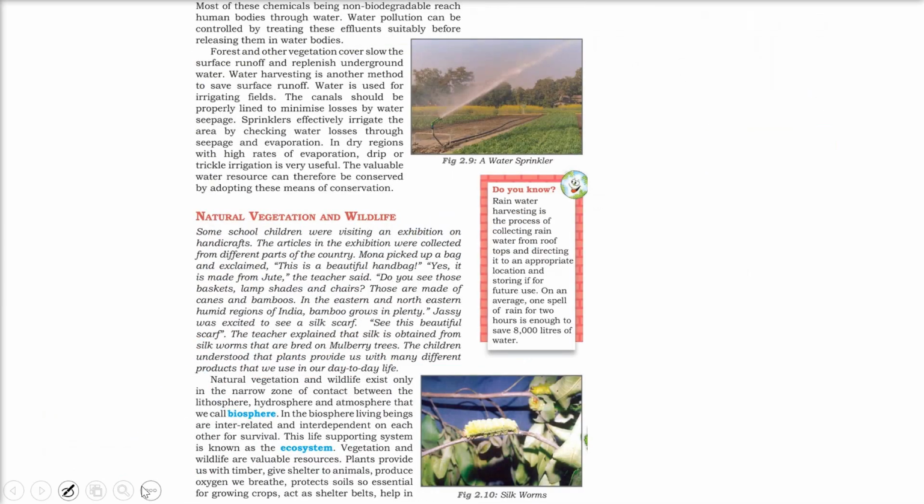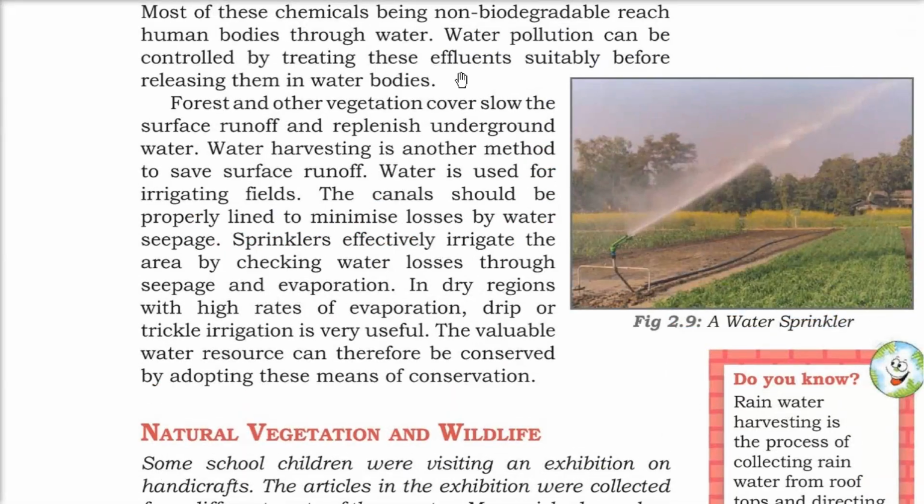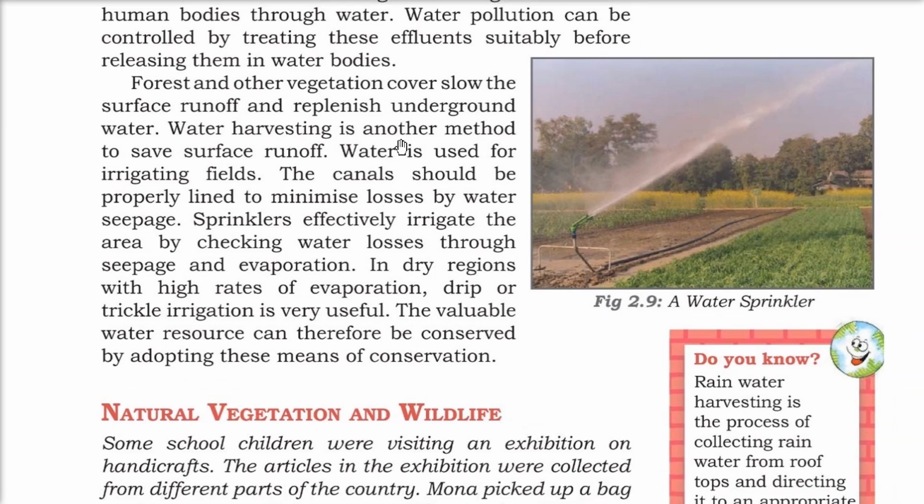Most of these chemicals are non-biodegradable. That means they don't mix in the water and ultimately they don't degrade. So you are actually getting it in the body if you use it. Forest and other vegetation cover are also slowing the surface runoff, and they are responsible. Means if you cut forest and vegetation, then there will be surface runoff and there will be no groundwater.